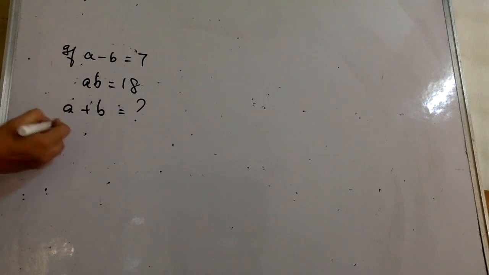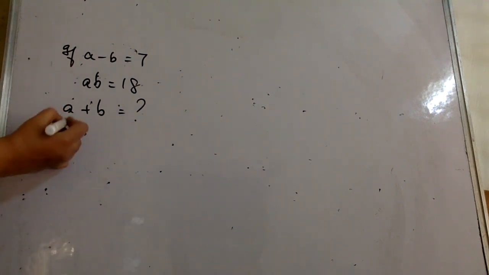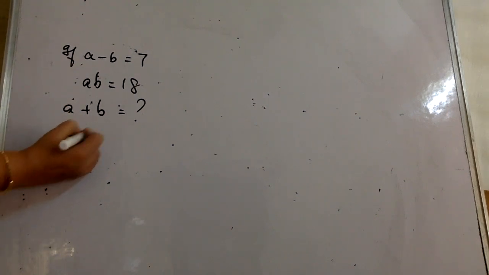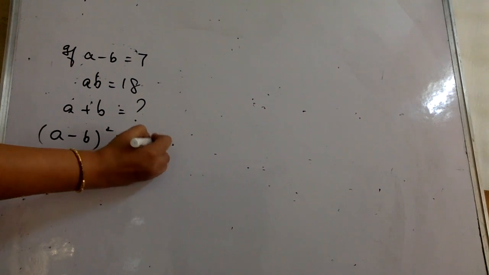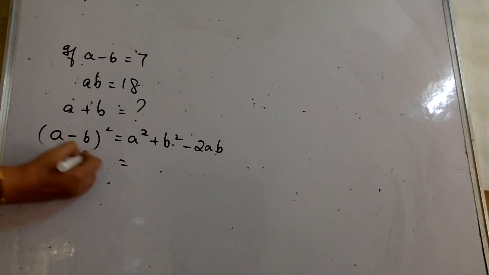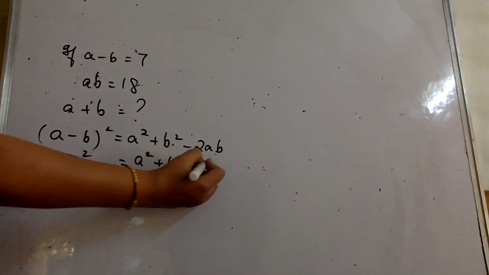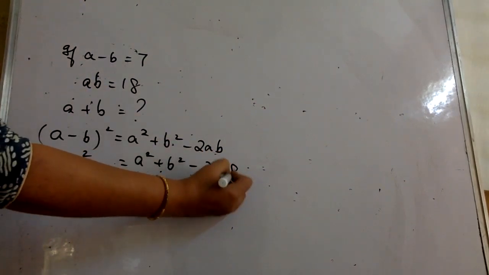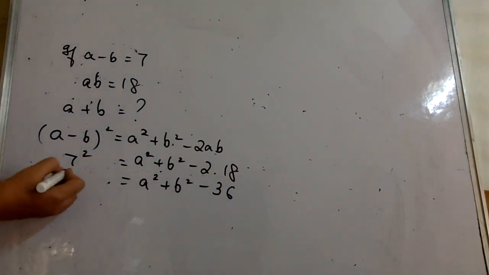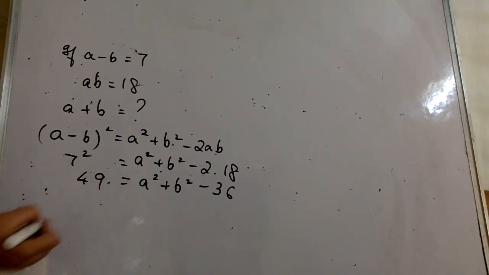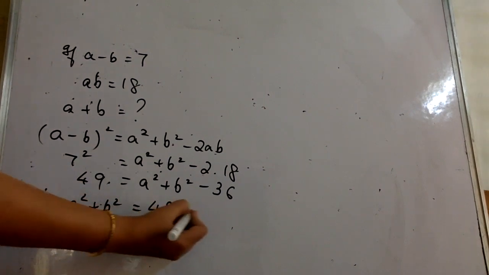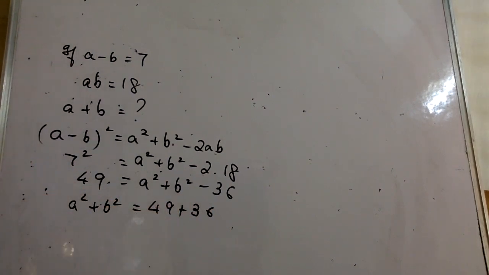First we are going to write a minus b whole square identity: a square plus b square minus 2ab. Then this is 7 square, a square plus b square minus 2, and put this 18 here. This is not 0.8, this is into 18. Then minus 36, this is 49. So a square plus b square is 49 plus 36.